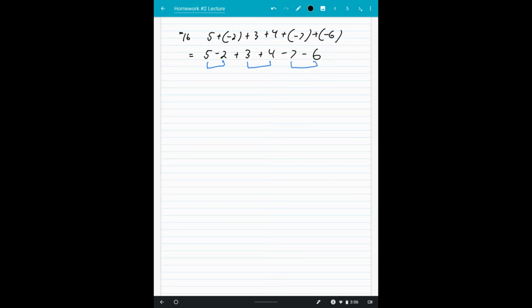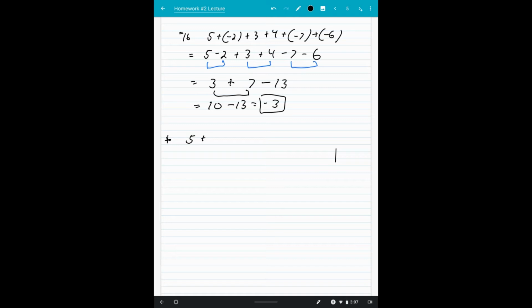So 5 minus 2 is 3. 3 plus 4 is 7. And negative 7 minus 6. So notice here, I got a positive 7, so I'm going to put 3 plus 7. Here we're saying negative 7 minus 6. That makes negative 13, so we're going to put minus 13. Then what you can do from here is put together these two. That makes 10 minus 13, which makes negative 3. The order of which you do it doesn't matter.